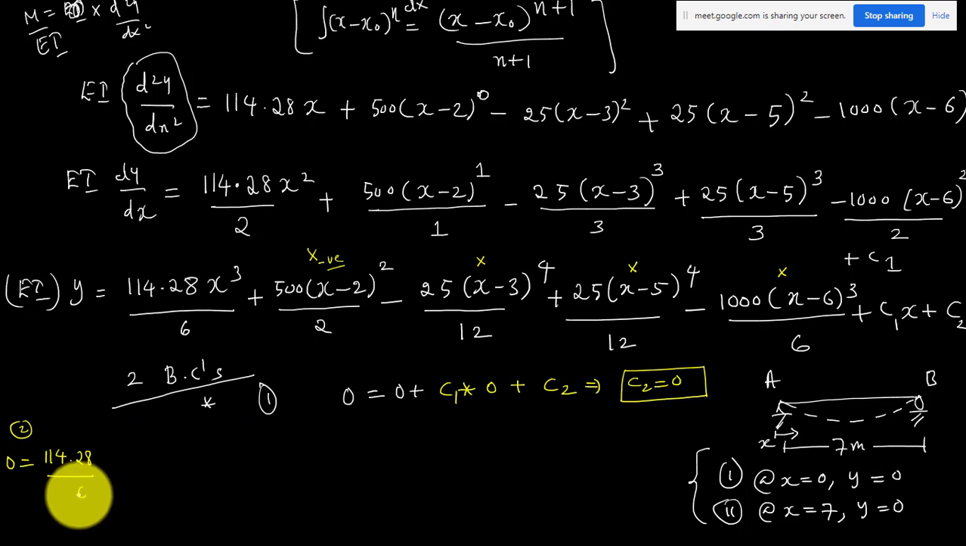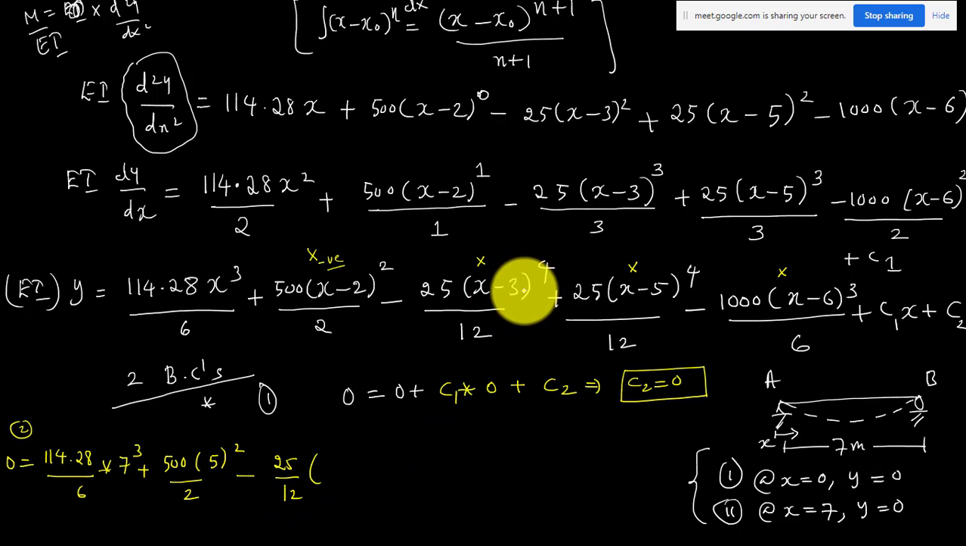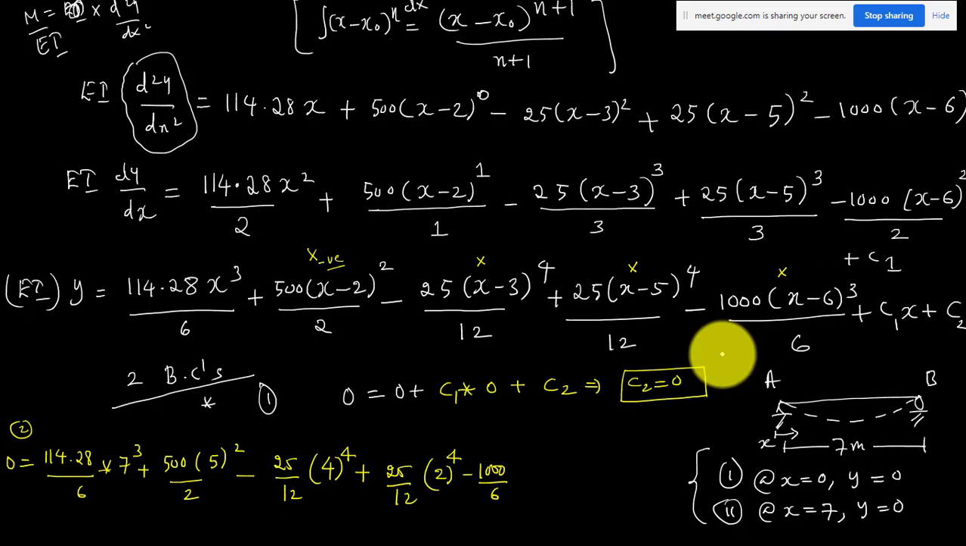Divide by 6, x is 7, so 7 cube, plus 500 into 7 minus 2, 5 square by 2, minus 25 by 12 into x minus 3, 7 minus 3, 4 raised to 4, plus 25 by 12 into x minus 5, 7 minus 5, 2 raised to 4, minus 1000 by 6 into x minus 6, 7 minus 6, 1 power 3, so simply 1, plus C1 into 7 plus C2 is 0.